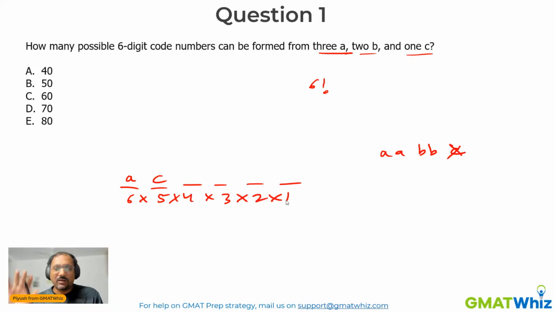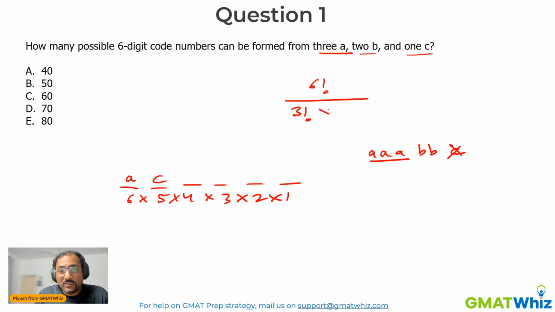So again, a very basic concept. I just thought I'll tell you overall. So it's 6 factorial. That's the total number of arrangements. But since there are three A's which are exactly the same, we have to dearrange those arrangements, and two B's which are exactly the same, we have to dearrange those arrangements as well.